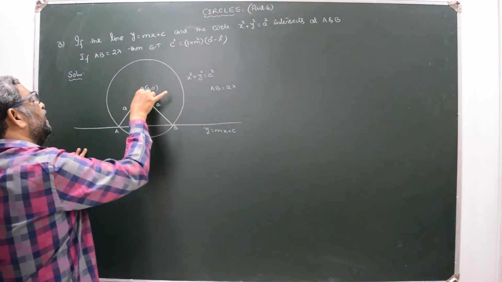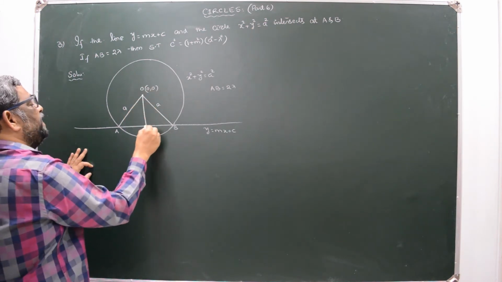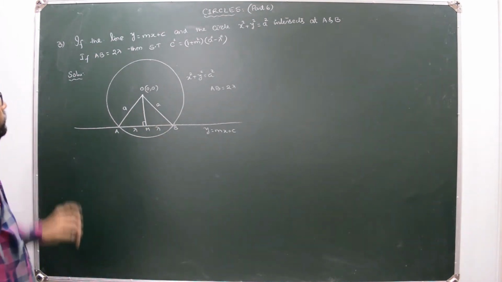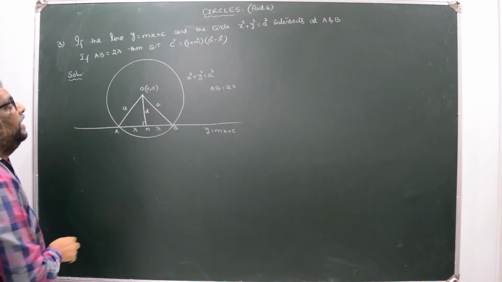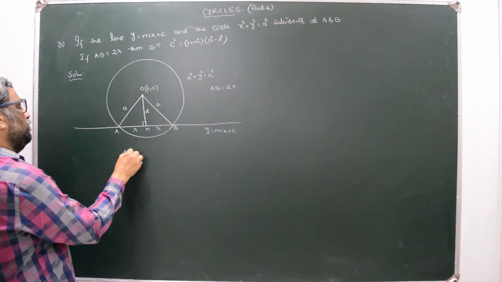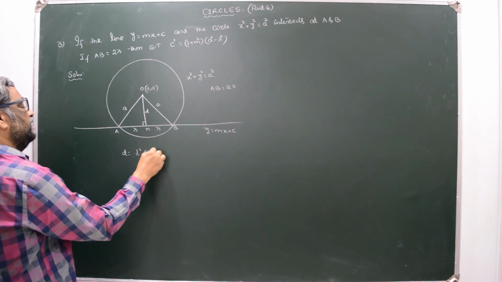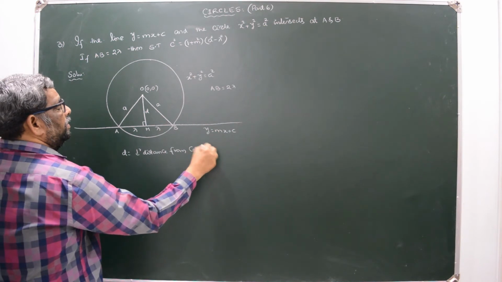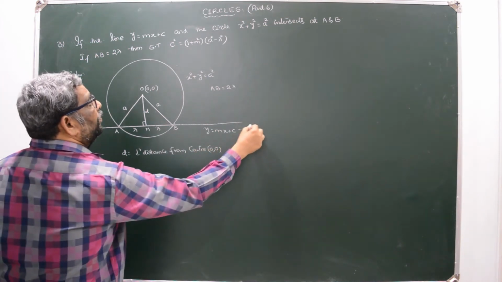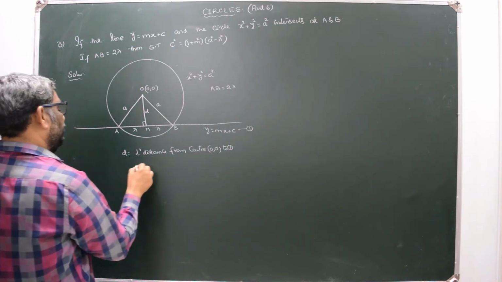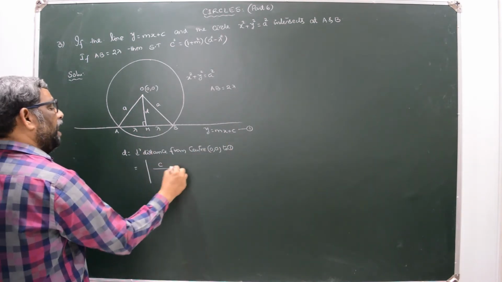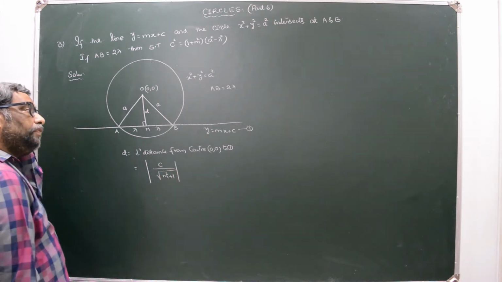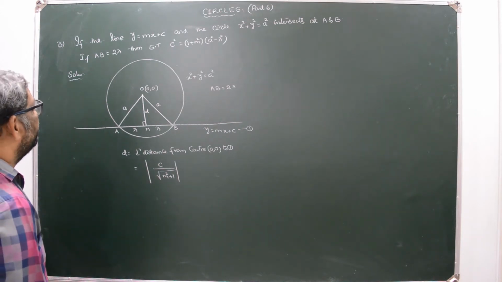This is also a. If you drop a perpendicular, it will meet at the midpoint. So this is lambda and this is lambda. So this is a D. What is a D? D is equal to the perpendicular distance from the center (0, 0) to the line, and that is equal to c by root of m square plus 1.